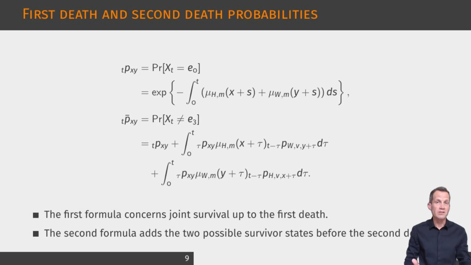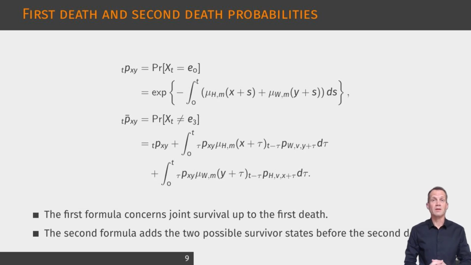This probability is the probability that at least one spouse is alive at time t. It includes three possible states: both alive, wife alive alone, or husband alive alone. Unlike the first death probability, it does not reduce to a simple product. The integral terms decompose the scenario according to the time of the first death.